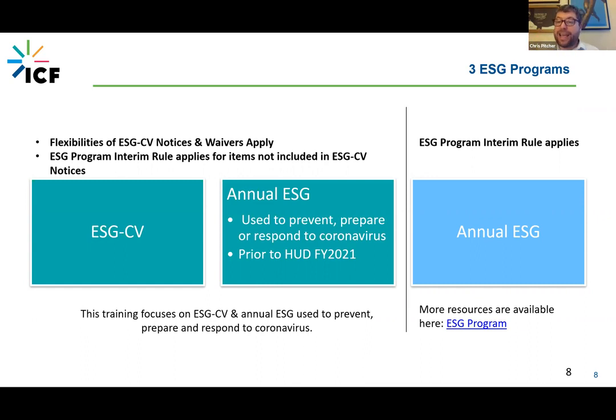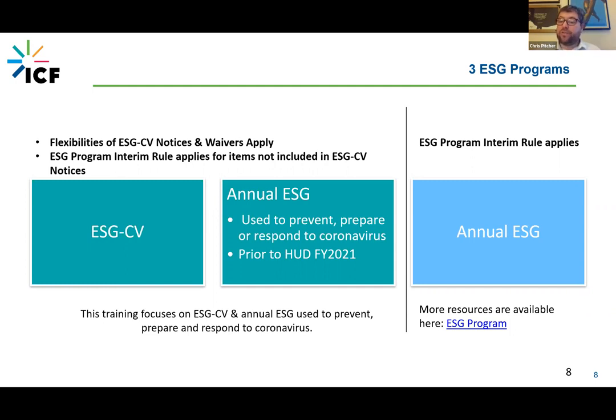So the annual ESG, that we get an allocation for every year from HUD, is covered by the ESG program interim rule. The interim rule has been in effect since 2011, and it is the guiding principles for everything we do in ESG. If we decide to use prior years' ESG annual funding to prevent, prepare for, and respond to coronavirus, we are able to then have the flexibilities of the ESG-CV program on those annual funds, which means we have no need for match. We're able to serve clients differently.